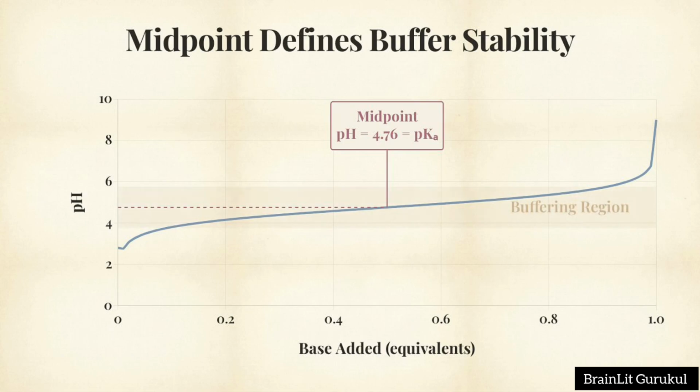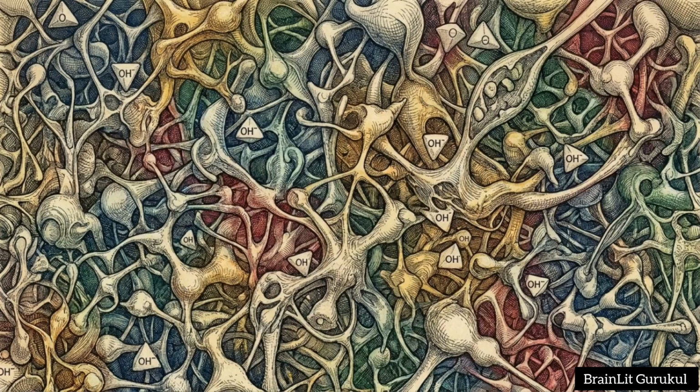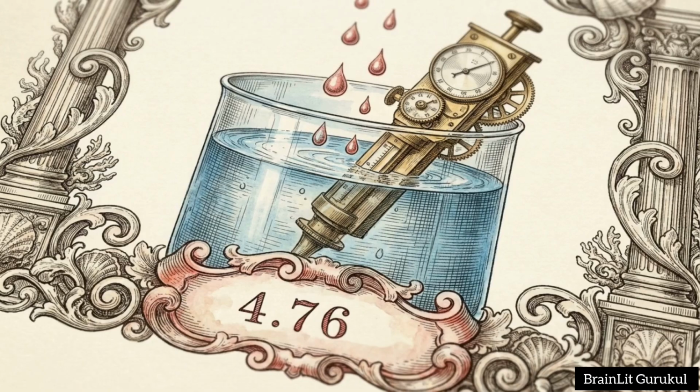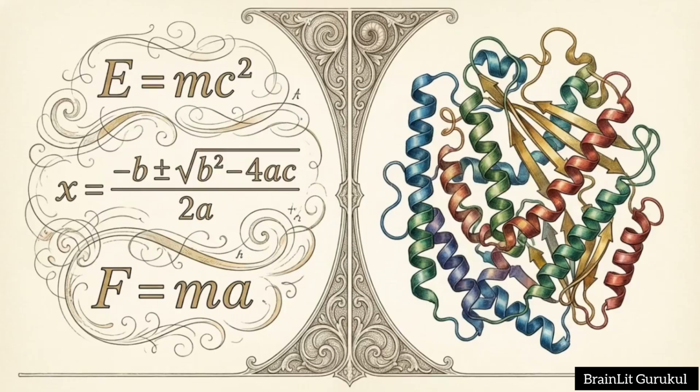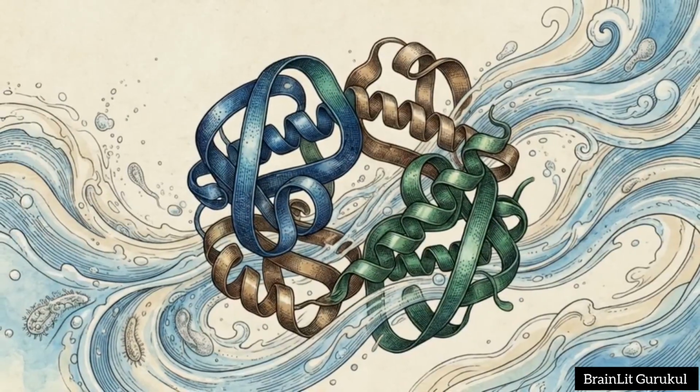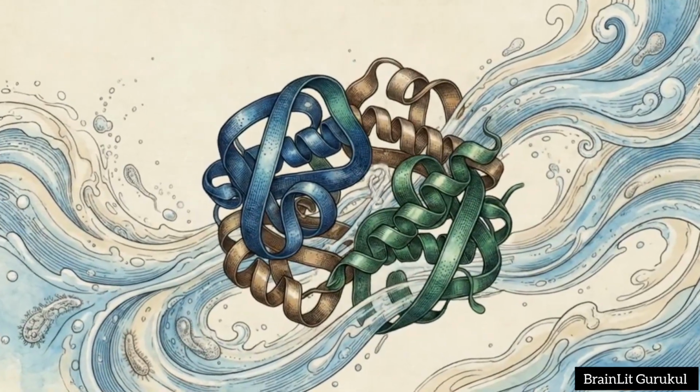Looking at the geometry of the curve around this midpoint, the slope remains relatively flat compared to the start or the end of the process. This is the buffering region. In this zone, the weak acid and its conjugate base work together to absorb the impact of added base, resulting in only minimal changes to the pH. This mathematical resistance to pH shifts, governed by the pKa of weak acids, is what allows enzymes and proteins to maintain the specific shapes and charge states they need to function.